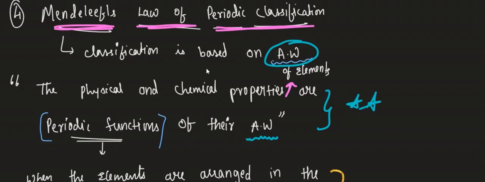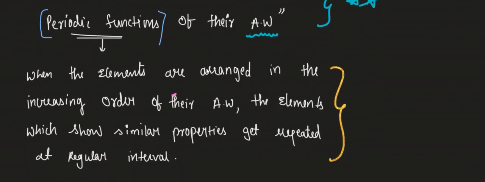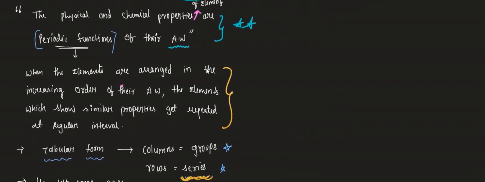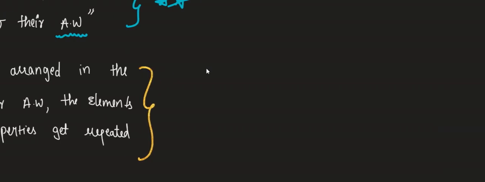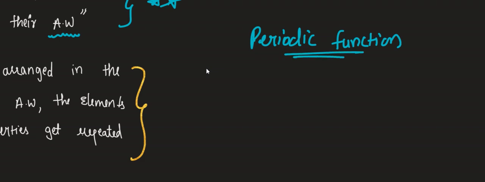Now the question is, what is the exact meaning of periodic function here? When the elements are arranged in the increasing order of their atomic weight, the elements which show similar properties get repeated at regular intervals. The exact meaning of periodic function you will understand if I take an example from our day-to-day life, which is the calendar.